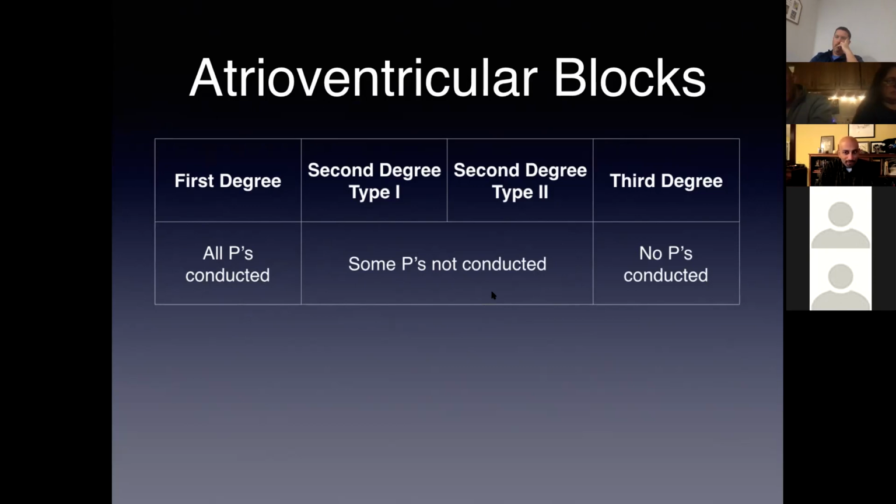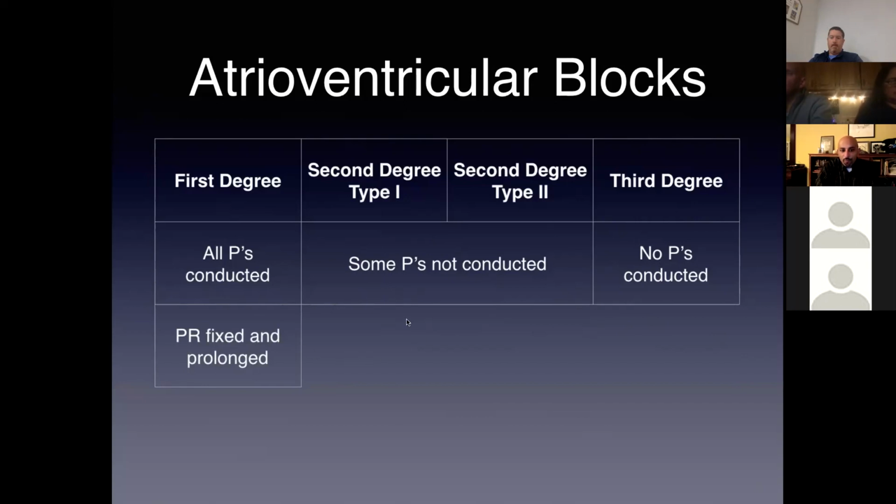I know it's a little bit oversimplified, but it's not that oversimplified. This is the way I think about it, and I think it's helpful to think about it. If every P is conducted, it's 1st degree. If some Ps are and some Ps aren't, 2nd degree. If none of the Ps are conducted, it's 3rd degree. So we said the PR is fixed and prolonged in 1st degree block. It's the same length every time. It's longer than it should be, which is essentially the PR interval is greater than 1 big box on the EKG, greater than 200 milliseconds. That's your 1st degree block.